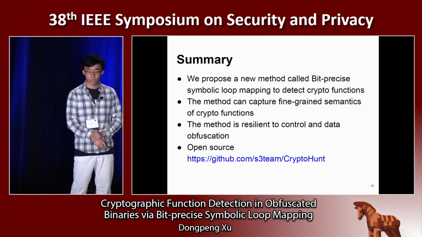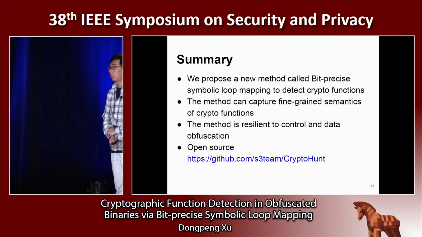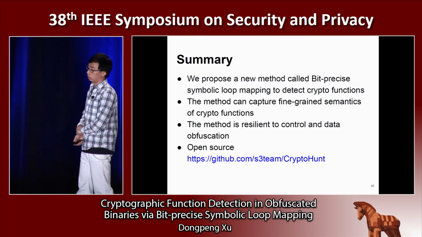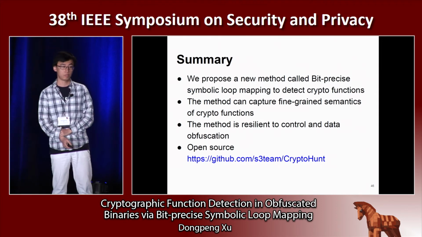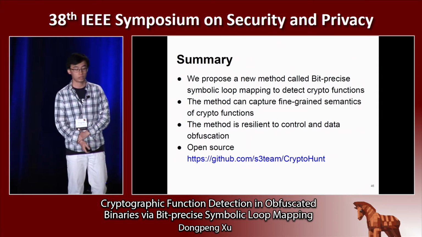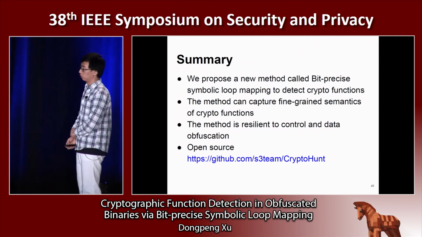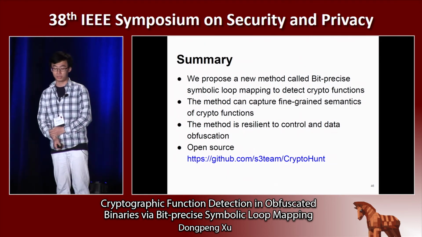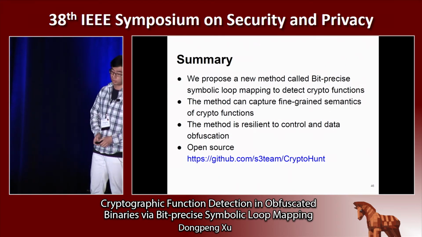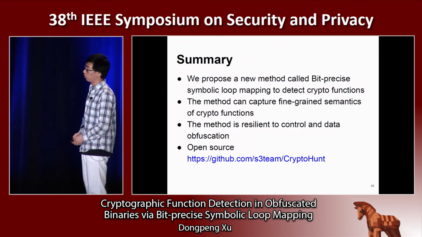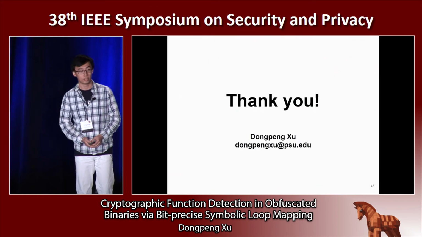So in summary, we propose a new method called bit symbolic loop mapping to detect crypto functions. This method can catch the fine-grained semantic of a crypto function, and it is resilient to control and data obfuscation. And we also have our tool, a demo tool, open sourced. You can download it and play with it and have fun. So thank you. That's all.